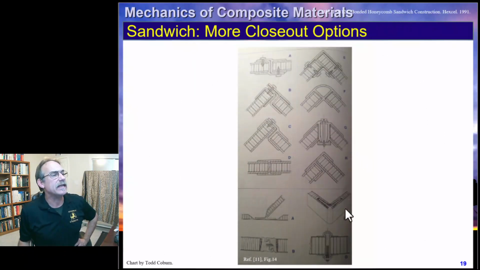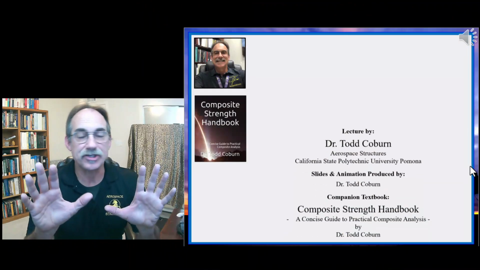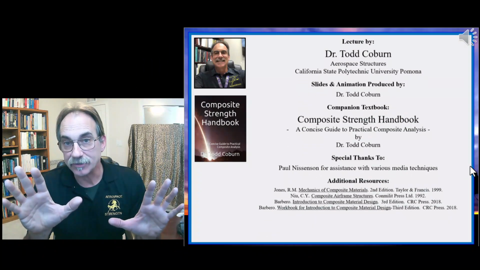And then here are some more ideas from another of those references, where we have formed extrusions and other kinds of hybrid and single part joints. All these things can be done. So that kind of gets us started on sandwich structural analysis.